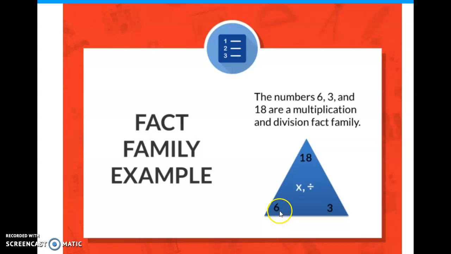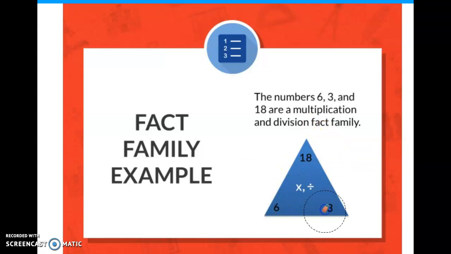So what this means is 6 times 3 equals 18. So if I do 6 times 3 equals 18, okay? But also, 3 times 6 equals 18, okay? So that's the way that those are related in multiplication.